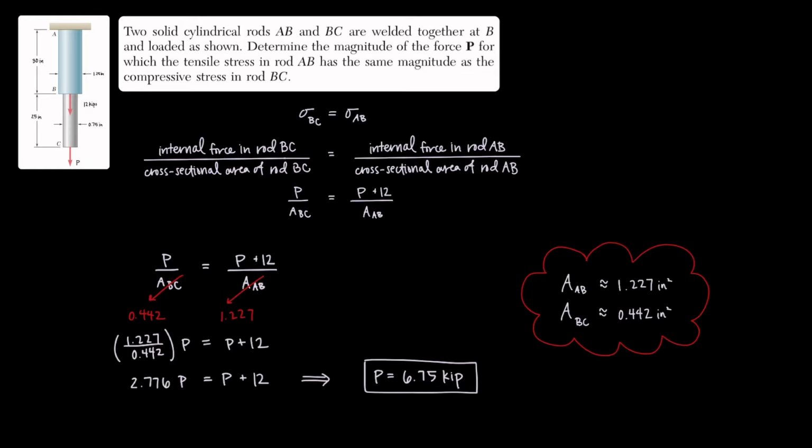We'll plug in the areas into the equation again. You can see that the only variable in the equation is P, so we can solve for P directly. After some algebra, we'll get the same solution. P equals 6.75 kips.